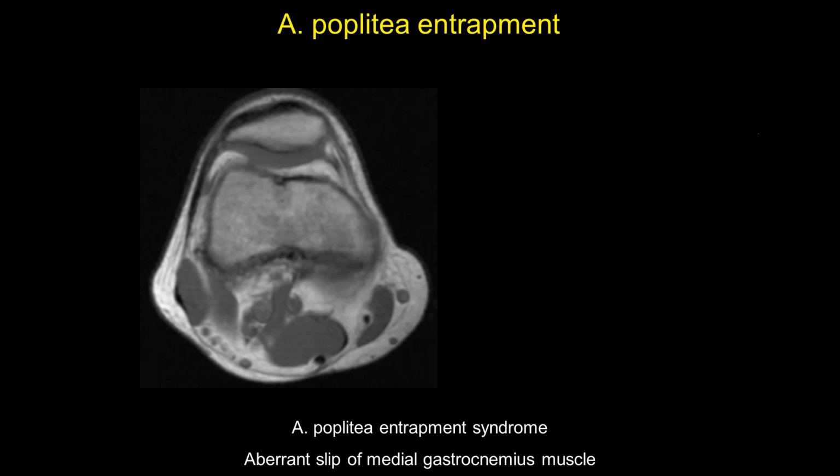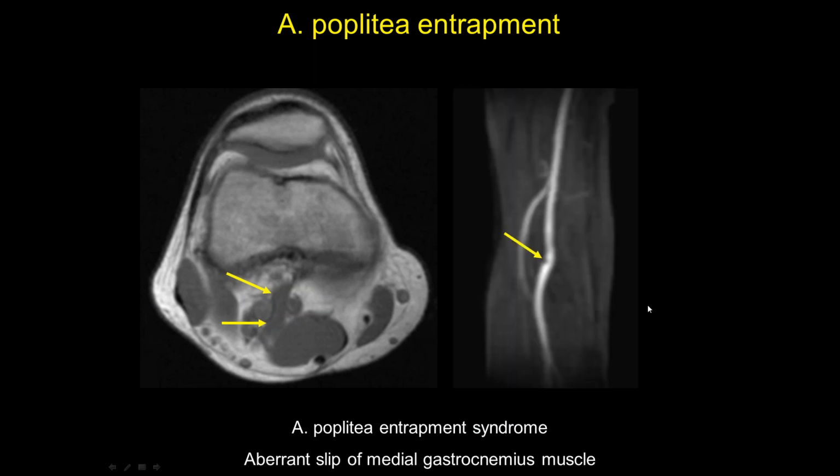This is entrapment of the popliteal artery. So what we can see here in this child is that there appears to be an aberrant slip of the medial gastrocnemius muscle, which runs in between the popliteal artery and vein. And on MR arthrography, we can see that this aberrant slip causes this kind of focal indentation in the artery.